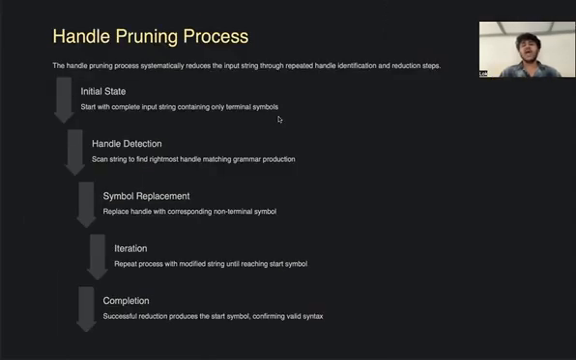In slide 6, handle pruning process. Let's understand the full process clearly. In the initial stage, it starts with the input string, and the second step is handle detection. It finds the rightmost handle. The third step is symbol replacement. Here it replaces the handle with a non-terminal. The fourth one is iteration. It will repeat the process. And the last step is completion. Finally, it reaches the start symbol. If we successfully reach the start symbol, the input is valid. If not, it means there is a syntax error.